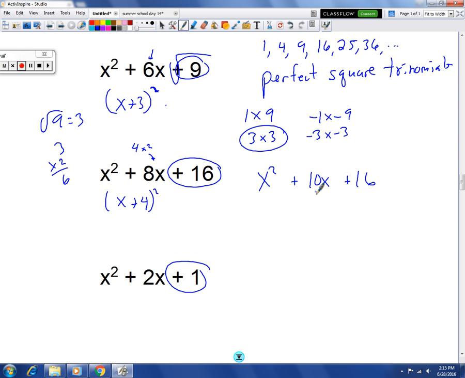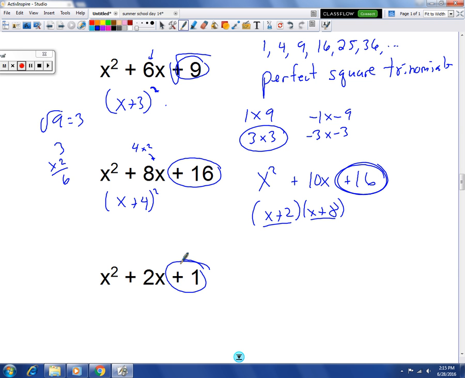Is that a perfect square trinomial? No. So this is x plus 2, x plus 8. See, these are not exactly the same. You know there's a 16 back there. Not all trinomials that end in a perfect square are going to be perfect square trinomials. But the ones I'm showing you are.